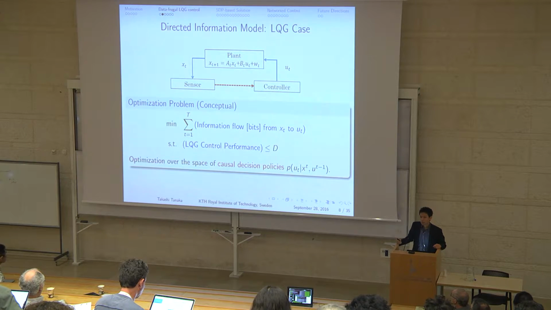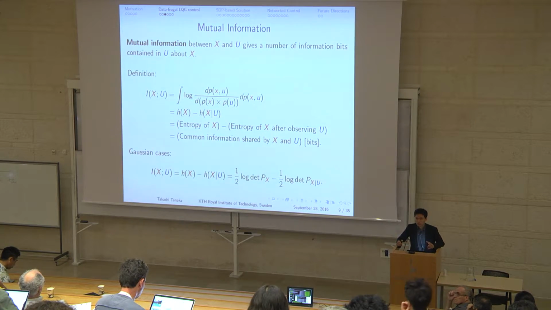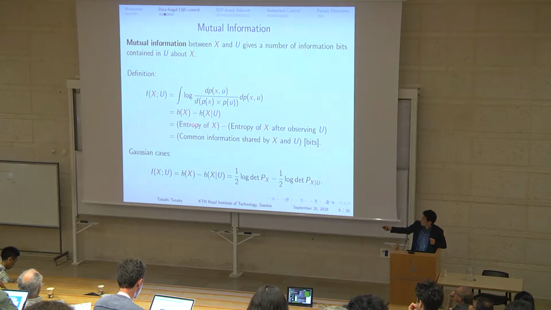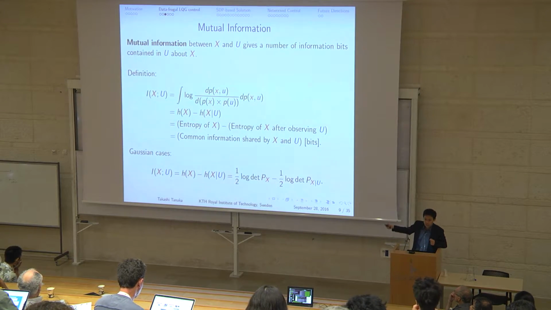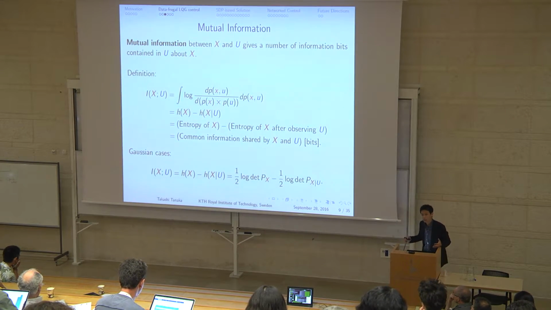So the natural question is, how can we measure the information flow? How can we quantify the information flow from X to U? And perhaps the natural first choice is to use the notion of mutual information from information theory. Very roughly speaking, the mutual information between random variables X and U gives you the common information bits shared by these two random variables. Mathematically, this quantity is defined by this formula, which is nothing but the entropy of X minus the entropy of X after observing U.